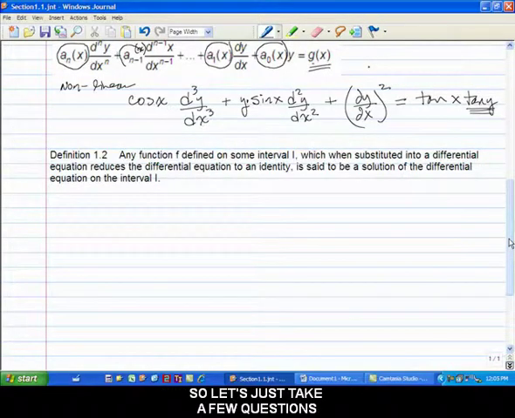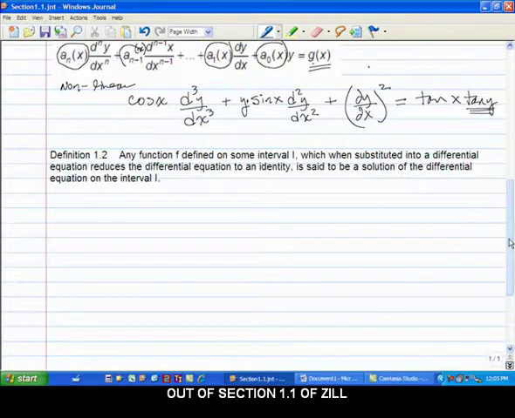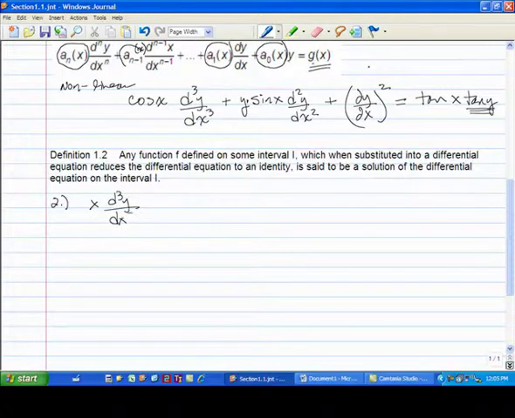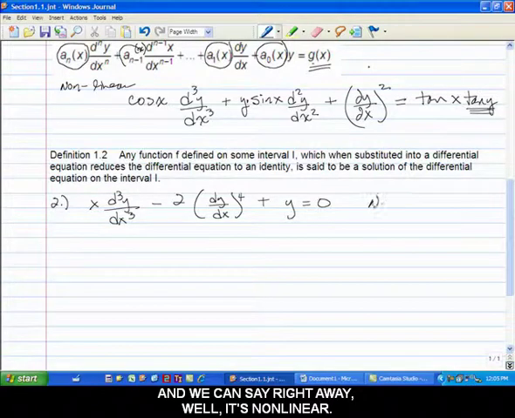So let's just take a few questions out of section 1.1 of Zill and see how these go. So let's look at question 2. It says, is this a linear or nonlinear differential equation? Okay, and we can say right away, well, it's nonlinear.